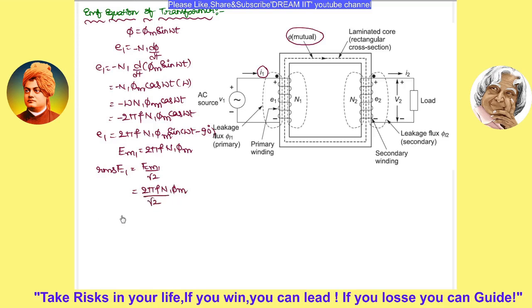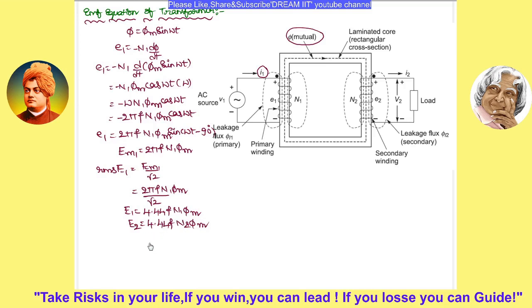So what are you going to get? The induced EMF E1 is equal to 4.44 f N1 into phi m. Similarly, if you write E2 also, we can write it as 4.44 f into N2 into phi m. So here all terms are the same except N1 and N2.